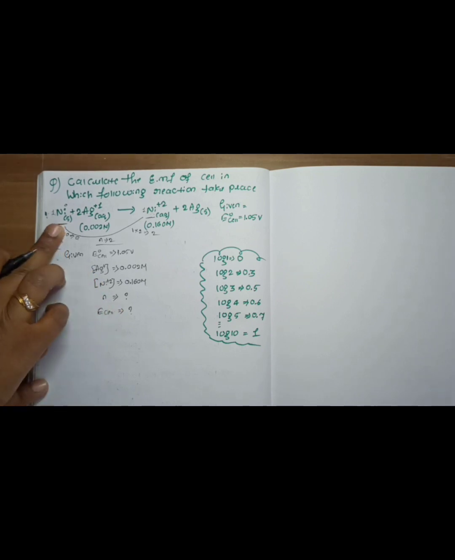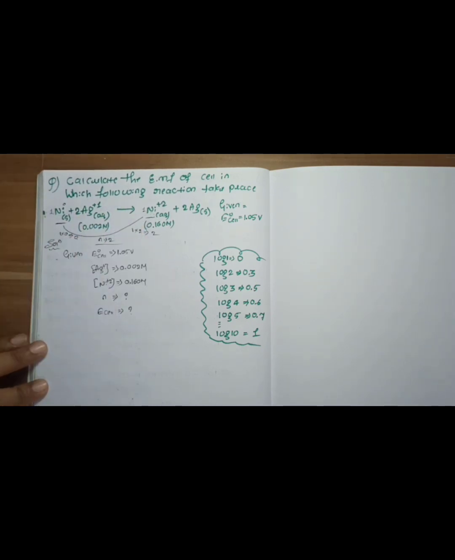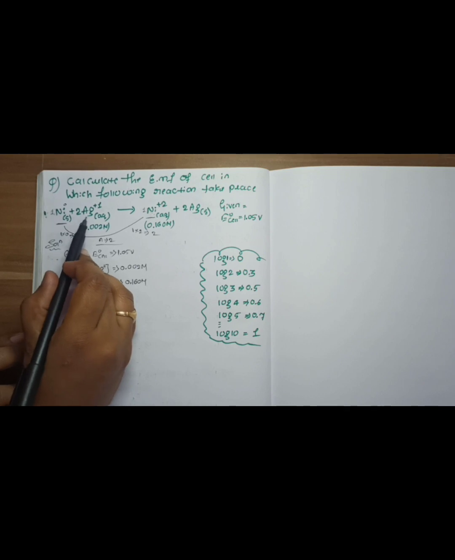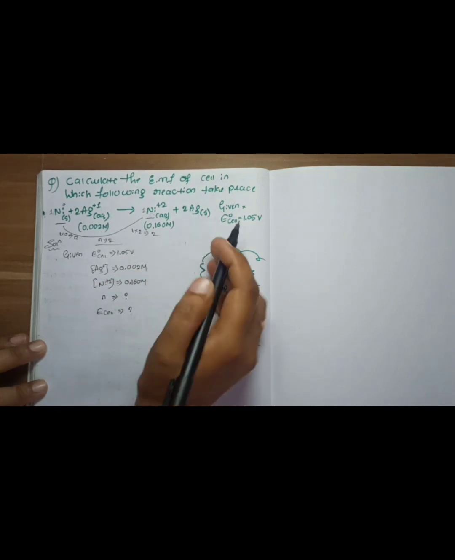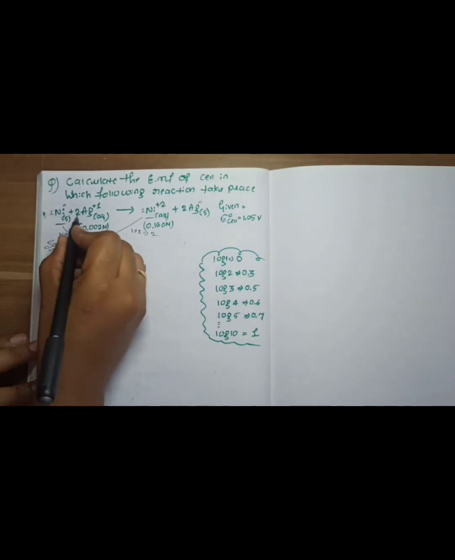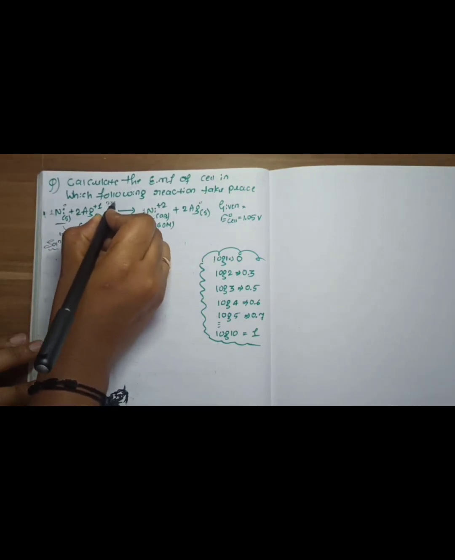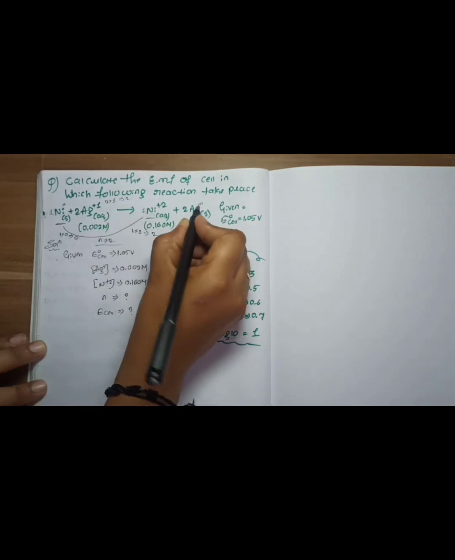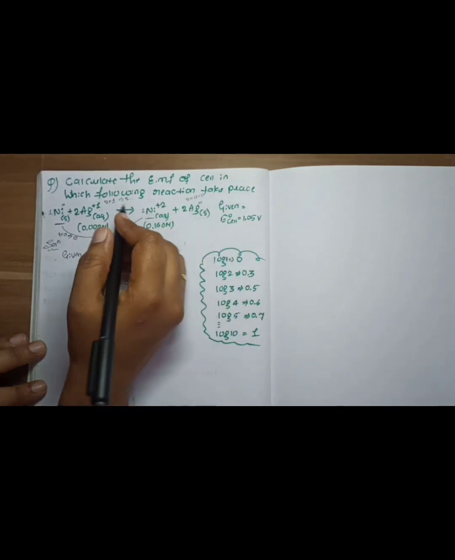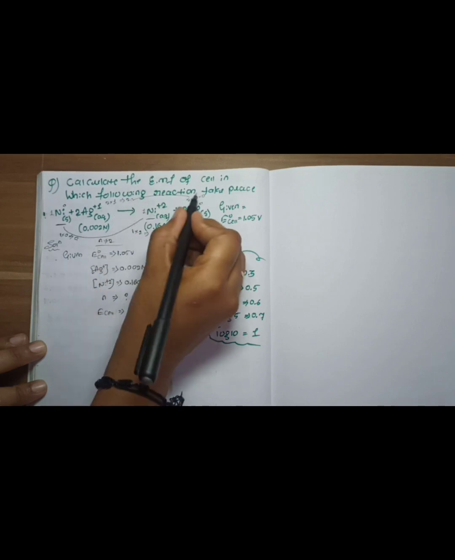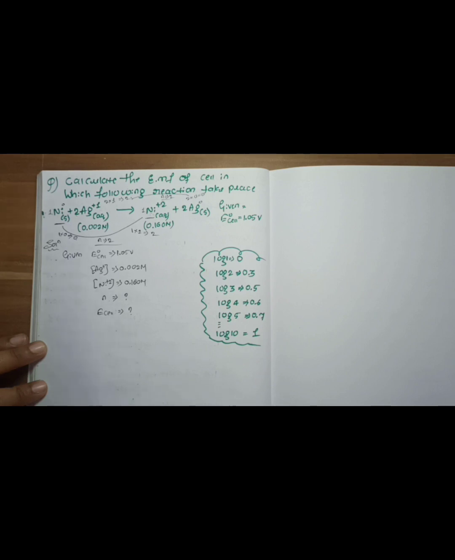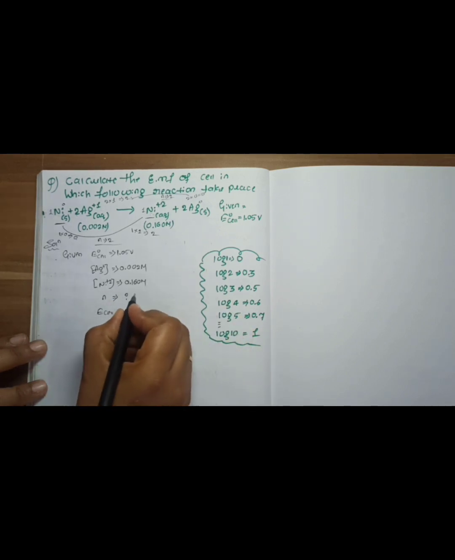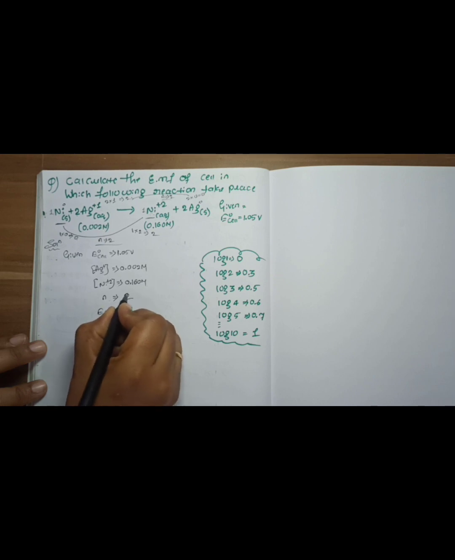If we consider nickel from the reactant side, we consider nickel on the product side also. If we consider Ag from the reactant side, in front of Ag 2 is there, and the charge is plus 1. On the product side, in front of Ag 2 is there, and no charge, so we consider 0. 2 into 1 gives 2. 2 into 0 gives 0. The difference of these two is 2. So the n value is 2. Understood? Just consider any one half cell reaction and then we can easily find the n value. Here the n value we got is 2.